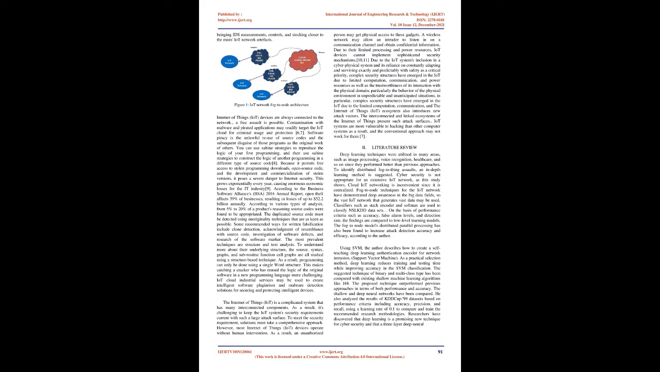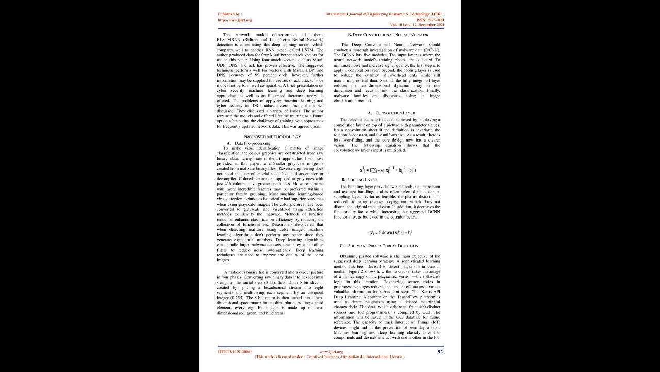Using SVM, the author describes how to create a self-teaching deep learning authentication encoder for network intrusion. Support vector machine. As a practical selection method, deep learning reduces training and testing time while improving accuracy in the SVM classification. The suggested technique of binary and multi-class type has been compared with existing shallow machine learning algorithms like J48. The proposed technique outperformed previous approaches in terms of both performance and accuracy.